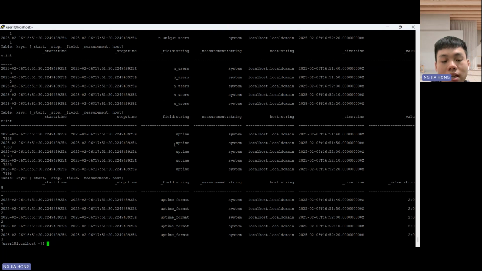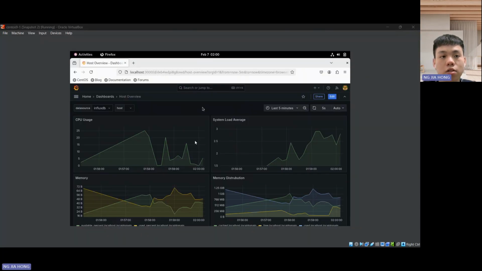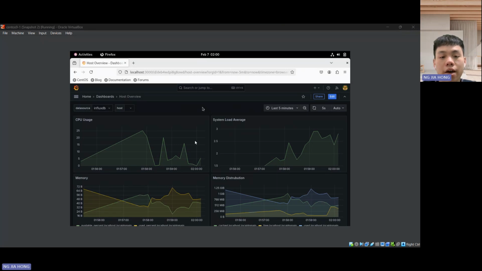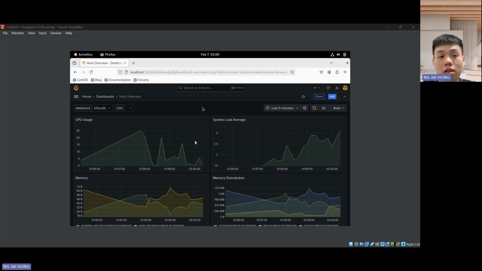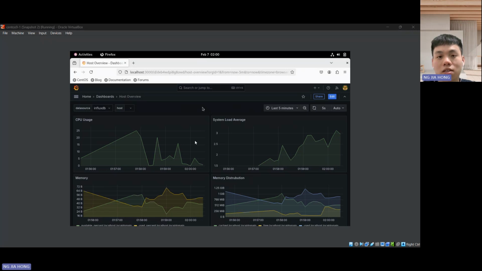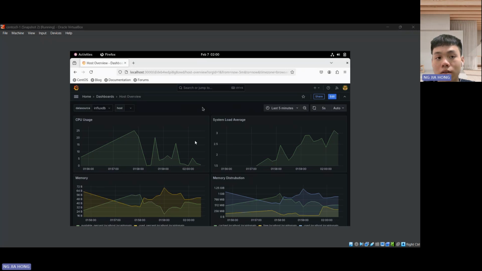And next I will be showcasing the Grafana dashboard. So let me switch my screen to that. Okay, so this will be the dashboard for Grafana, and I have already set up 6 different metrics in this dashboard. The first one would be the CPU usage. For this, it will show how much CPU is being used by the user and the system processes over time, and it can help to identify if the system is under heavy load or not.